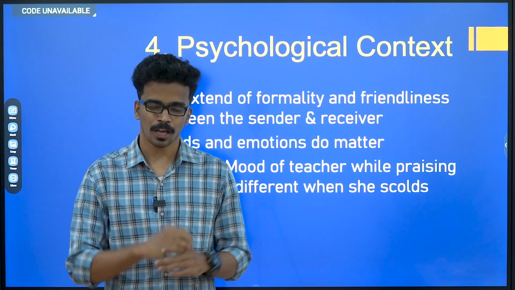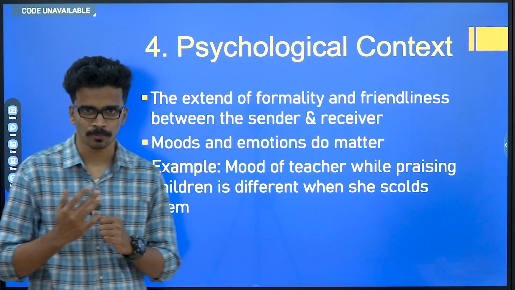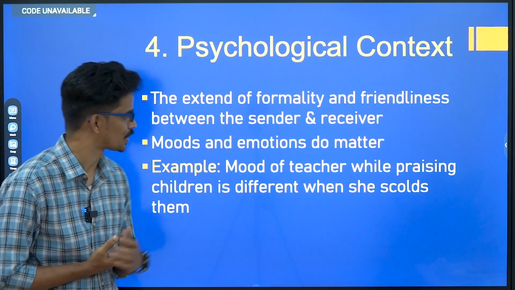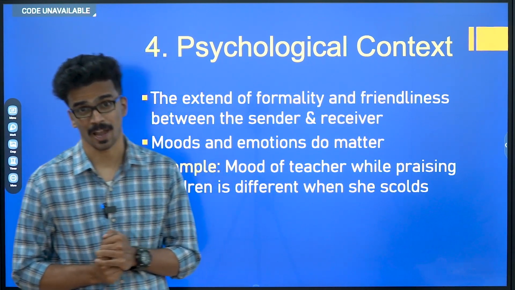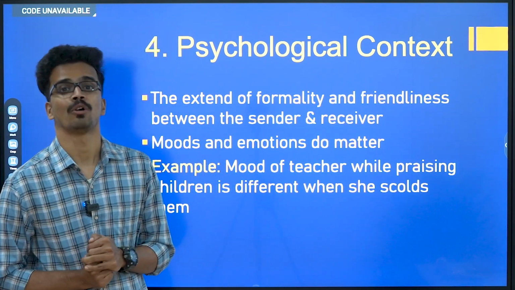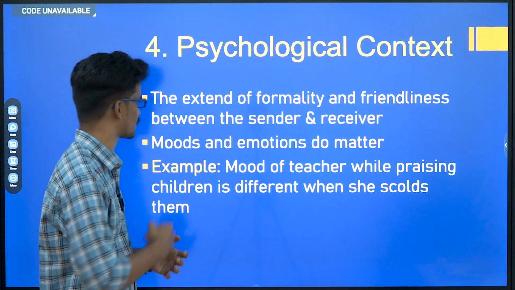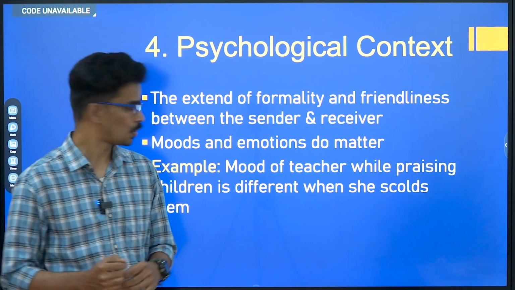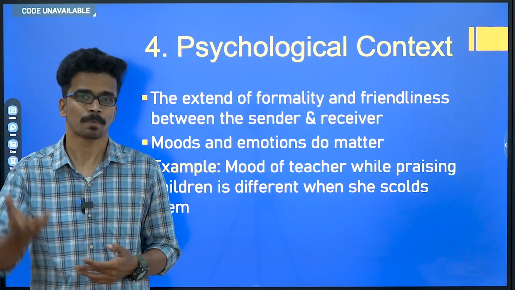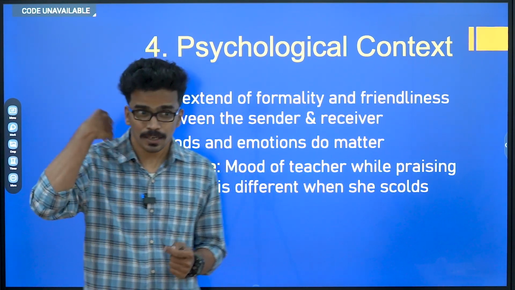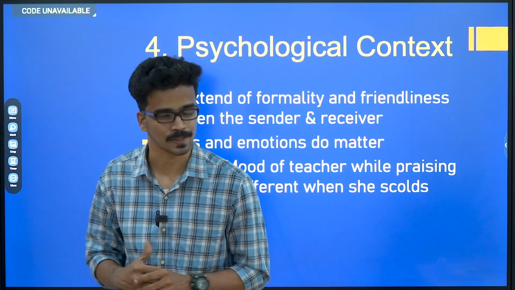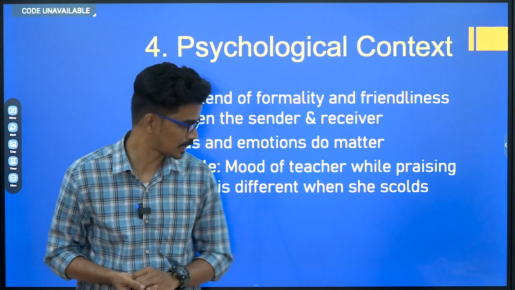The way we are bonded to that particular person, is it a formal bondage or a friendly bond? That can determine our way of communication. The extent of formality and friendliness that we have with the other person can sometimes determine our way of communication. That is where psychological context comes into play. So here our moods and our emotions do matter in order to perceive a message, in order to respond to a message, the way we respond, the way we modify our communication process. All these come under psychological context.